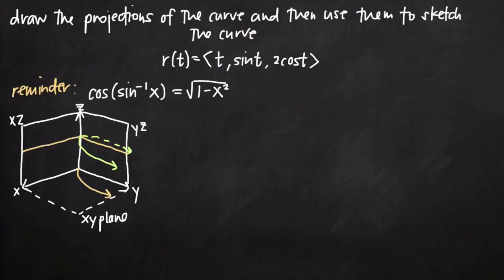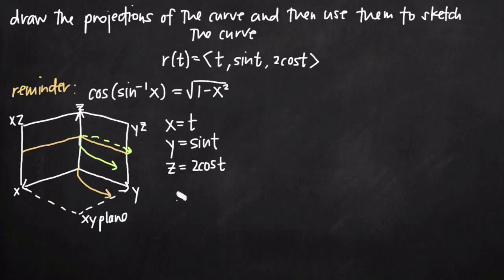Now, when it comes to identifying the projections of our vector function r of t, here's what we want to do. We want to treat each of these components of our vector function as parametric equations. The x component of this vector function is t, so we say the parametric equation is x equals t. The y component is sine of t, so y equals sine of t. And the z component is 2 cosine t, so z is equal to 2 cosine of t. These are now parametric equations of our vector.